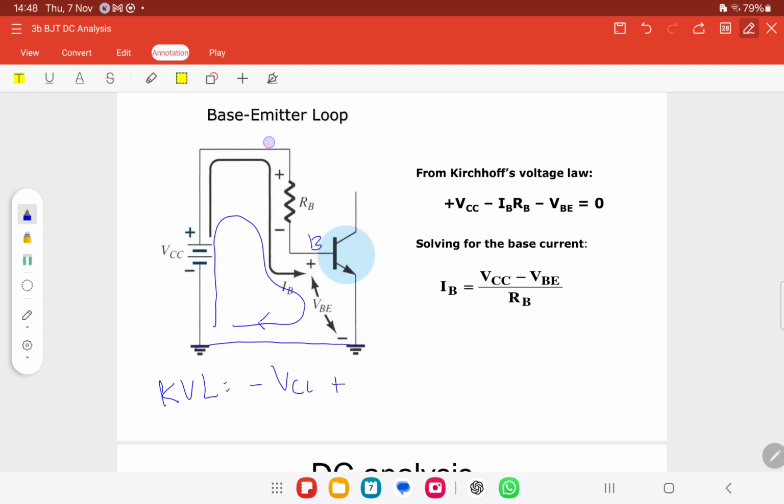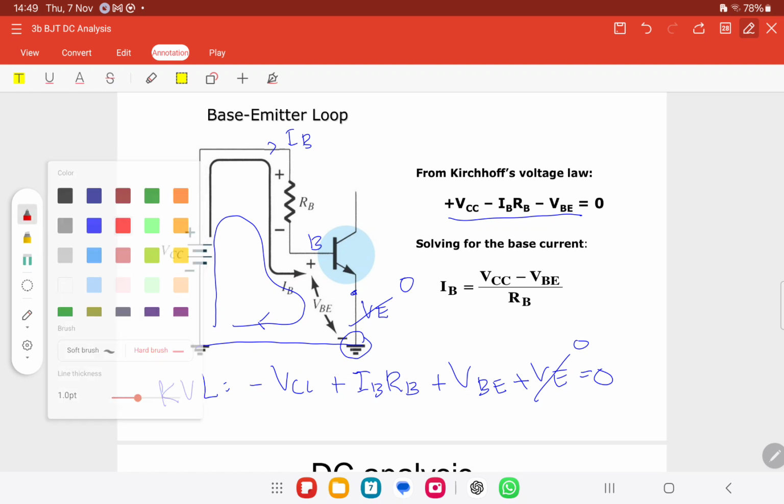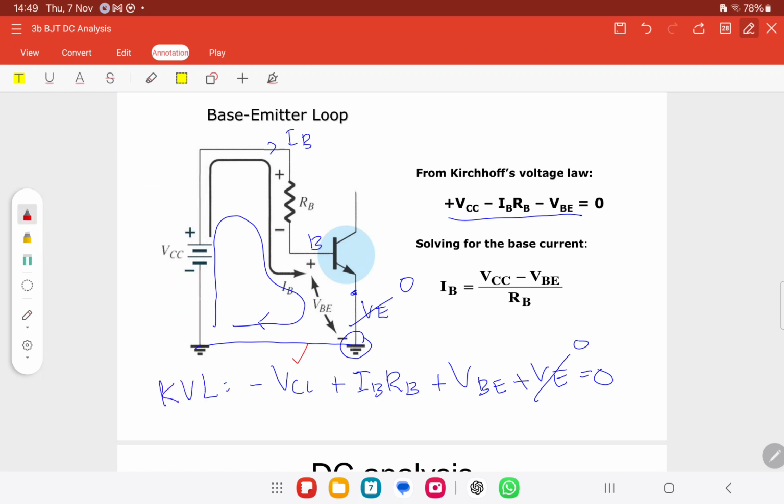Current apa yang ada? IB, RB plus VBE. Sebenarnya VBE sampai sini je. Sini VE. So plus VE equals to 0. But then here VE connect dengan, so VE is 0. So sebenarnya sama dengan ni. Kan? Okay. So now VCC ada value tak?